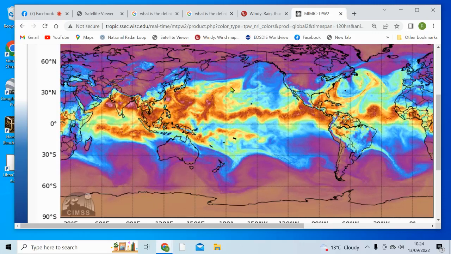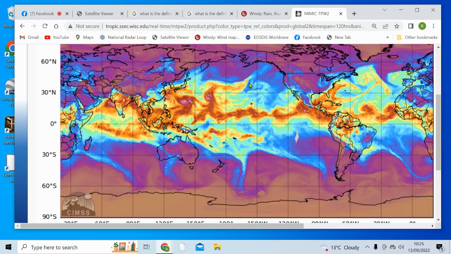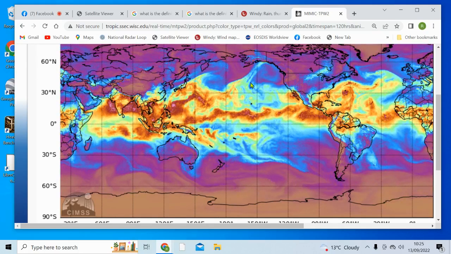Here's a pulse of moisture coming now. So you can expect some really heavy rains coming from up that direction. See the beam right there? Look.